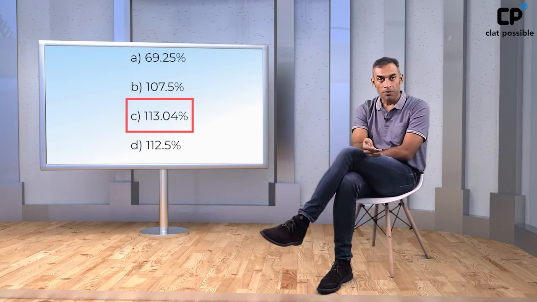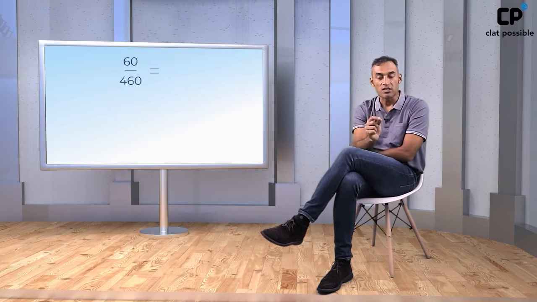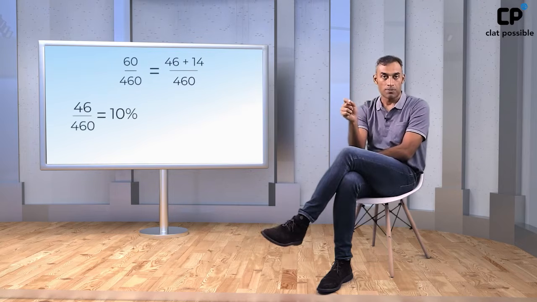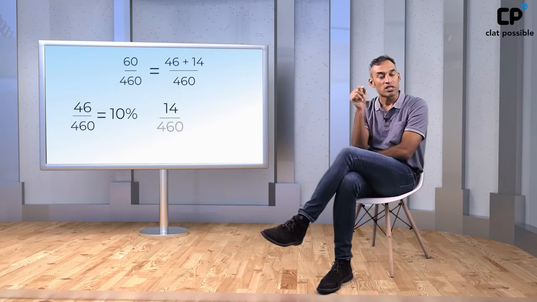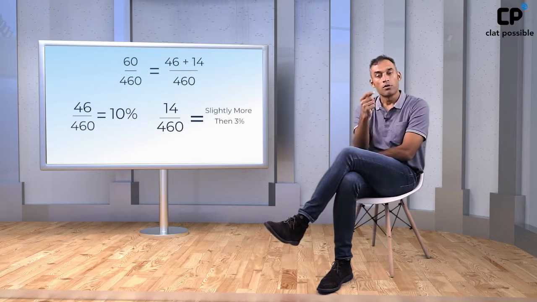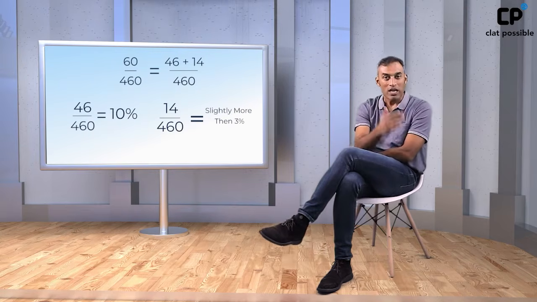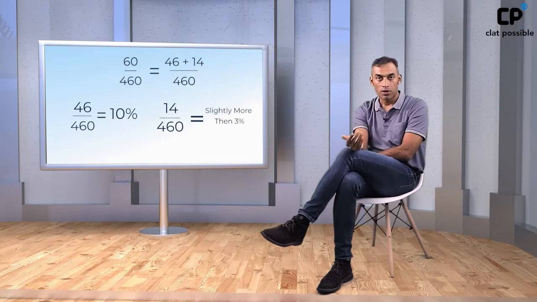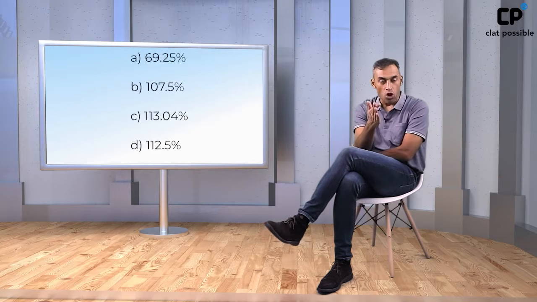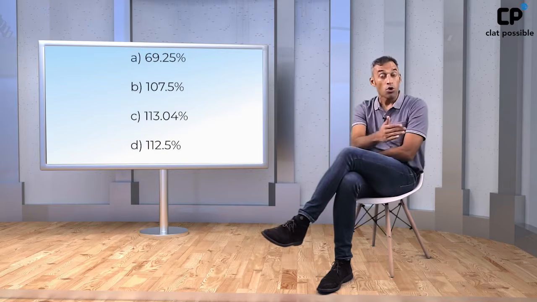Again, getting into more specifics, we found that 60 is nothing but the breakup of 60 is 46 plus 14 upon 460. So 46 upon 460 is 10%. And 14 upon 460 is slightly more than 3%, because 1% of 460 is 4.6 and 3% of 460 is 13.8. So that makes it slightly more than 13%. So if there is an option like 113% plus and there is an option which is slightly less than 113%, we're going to look at a 113% plus answer choice.